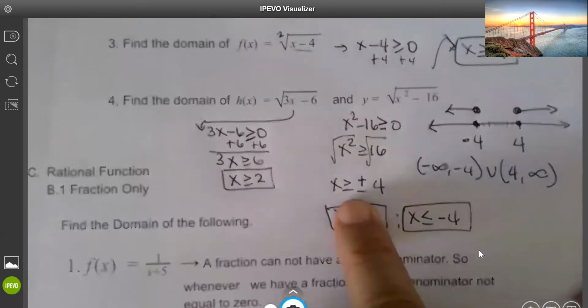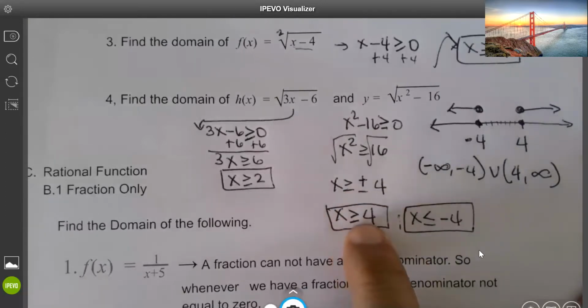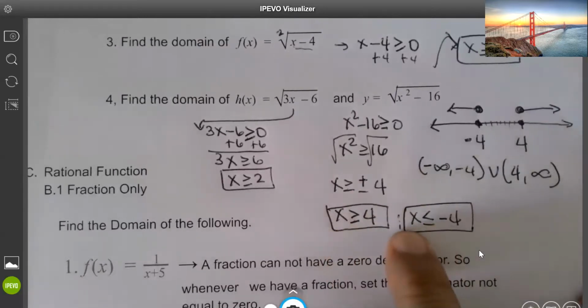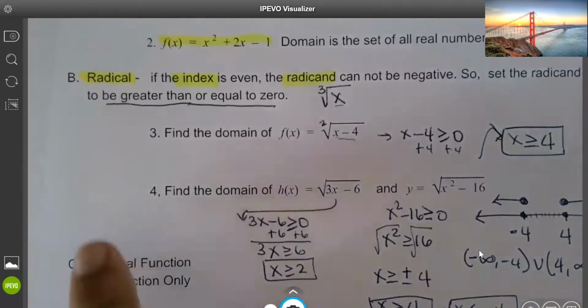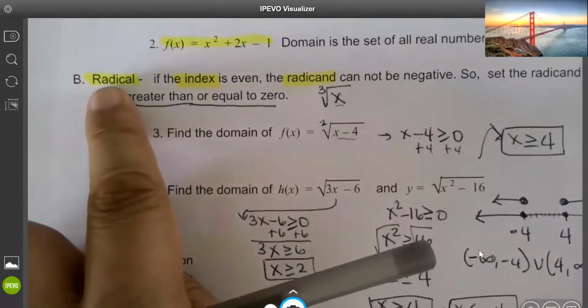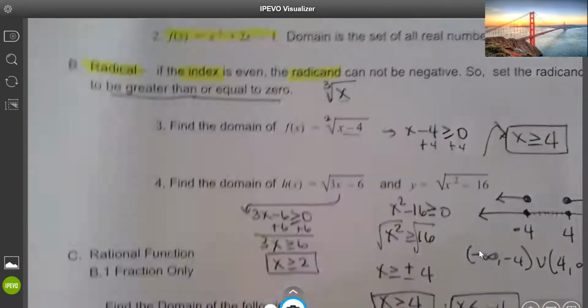If it is an inequality, positive and negative 4 are two values of x. Take the positive values to be greater than and the negative value to be less than. Okay? That is how you will solve for the domain if the given function is a radical function.